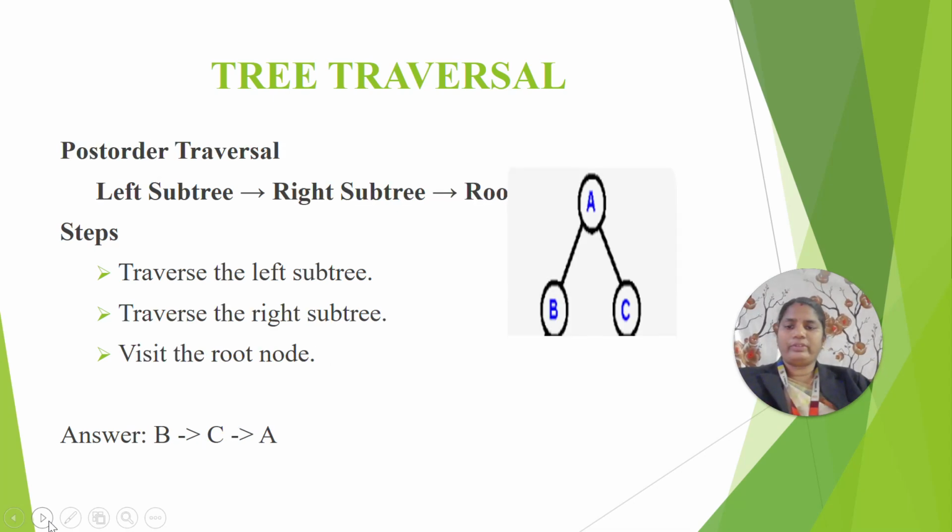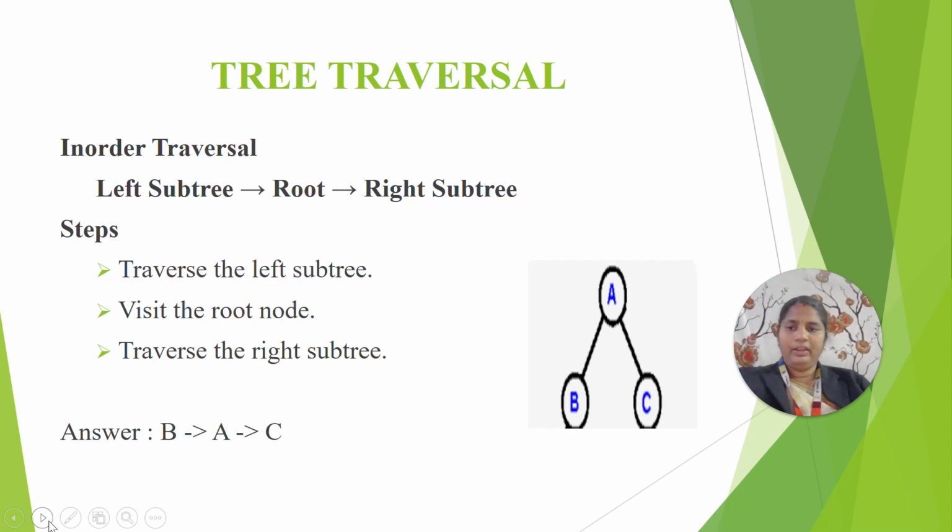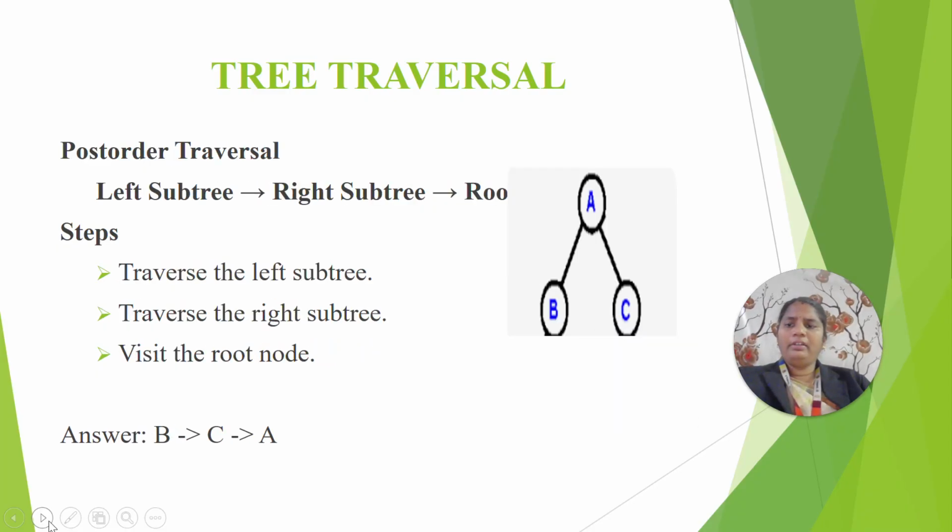Next we are going to see post-order. In this, the root comes at the end. First we go with the left subtree, then the right subtree, then the root. Following the steps, first traverse the left subtree, that is B. Next we traverse the right subtree, that is C, followed by the root node A. Now to revise: in pre-order it will be root, left, right. In in-order, it will be left, root and right. And in post-order, it will be left, right and root. So this is the tree traversal.